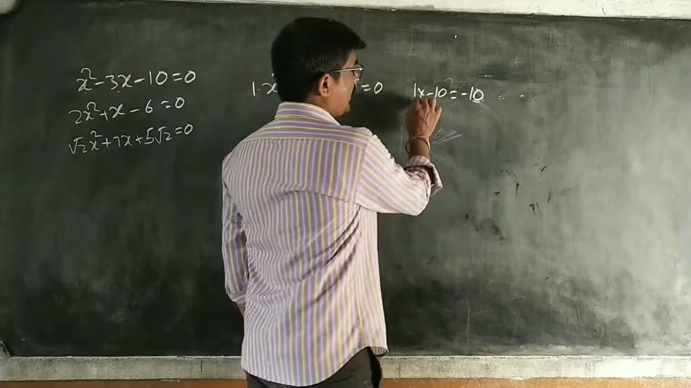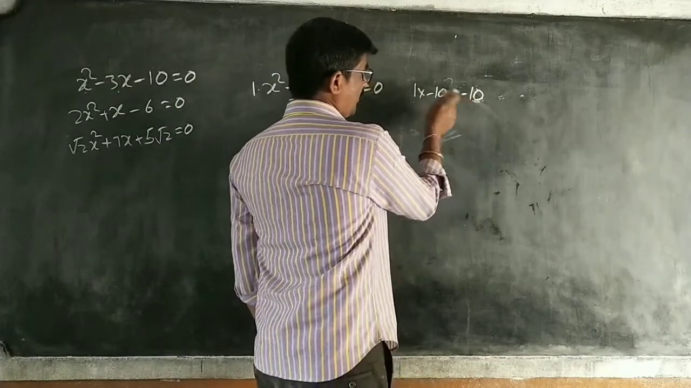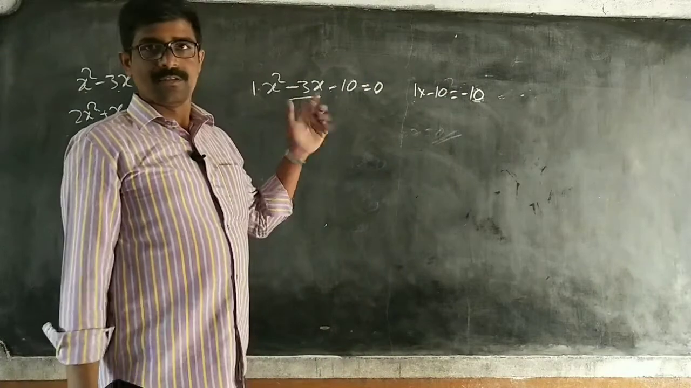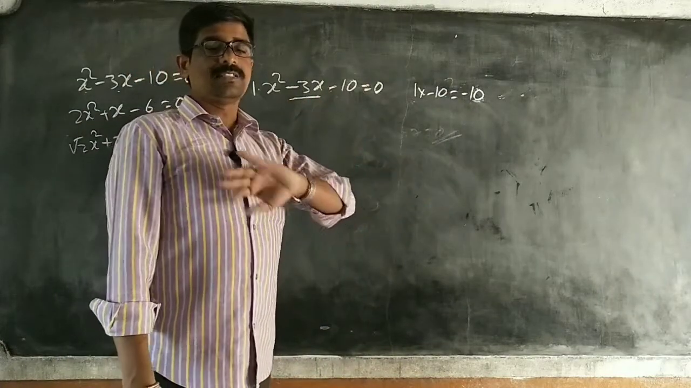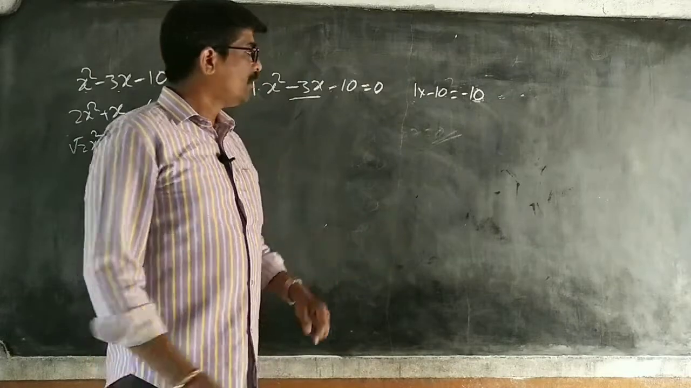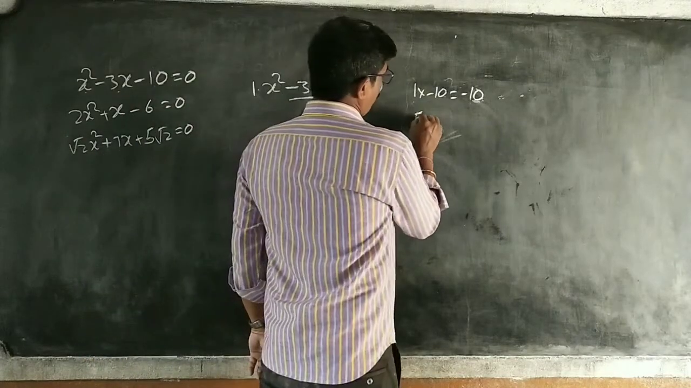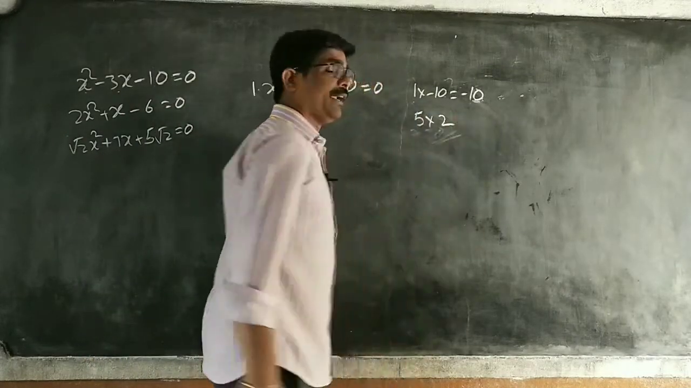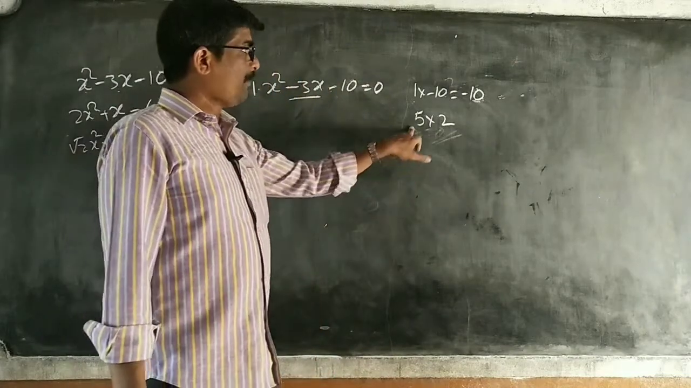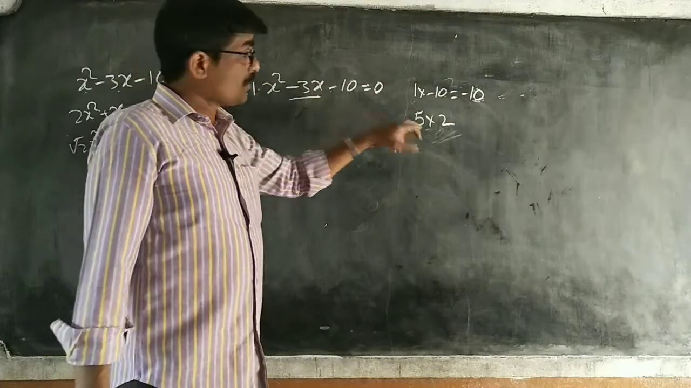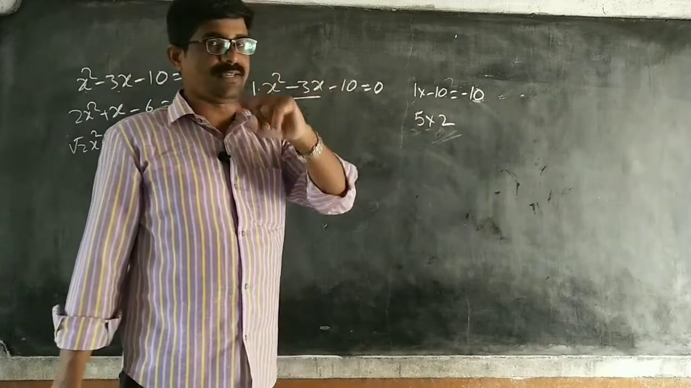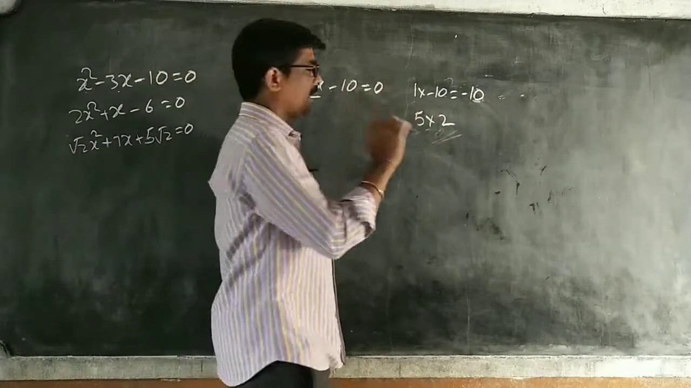10, I am writing 1 tens are 10, but 10 minus 1 we are getting 9. So it is not possible. 10 plus 1 we are getting 11. This is also not possible. So again I am writing 5 twos are 10. 5 twos are 10. 5 plus 2 is 7. So but we need 3. So 5 minus 2 we get 3.